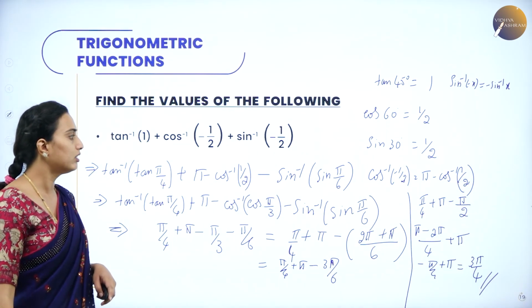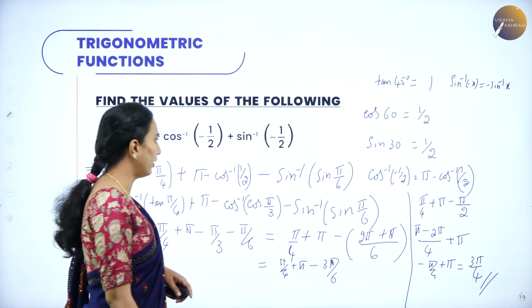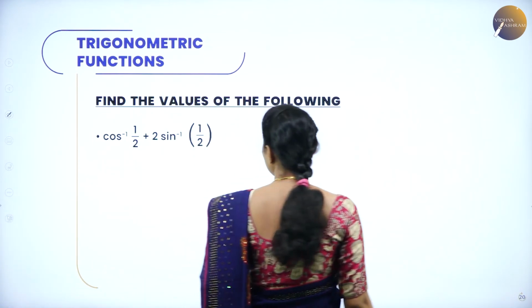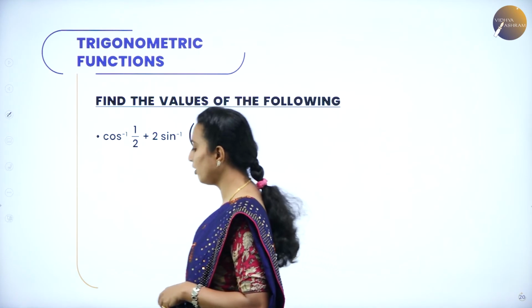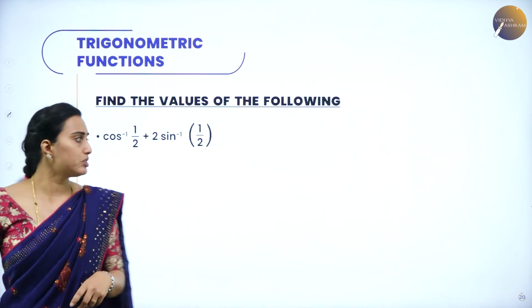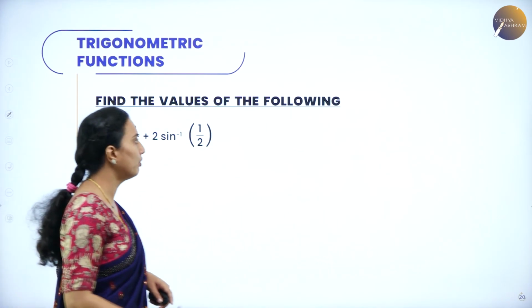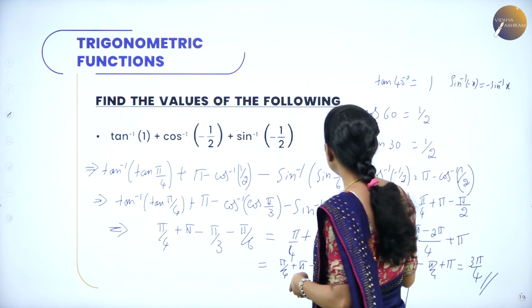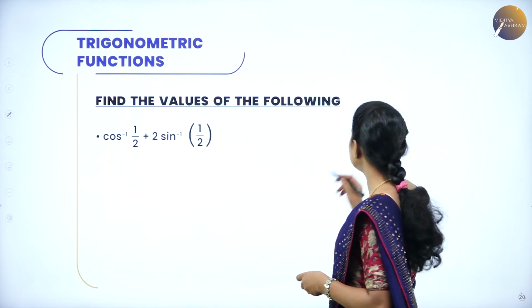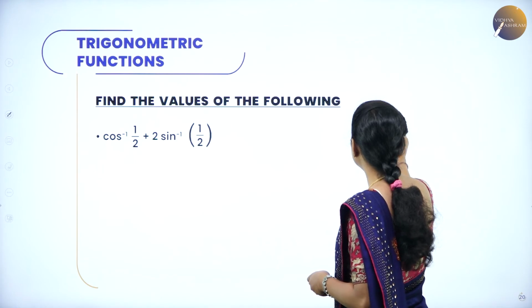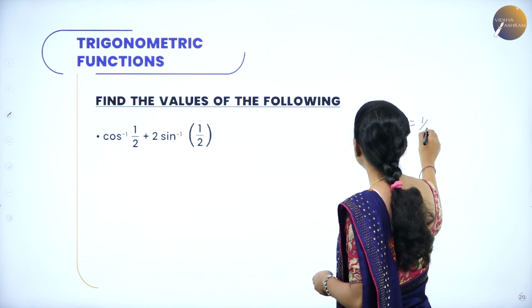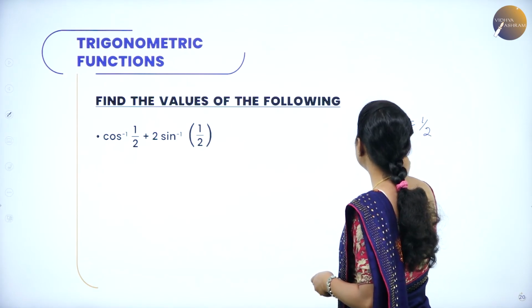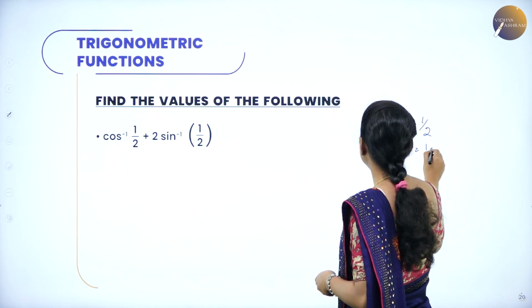Are you getting this one? This is very, very important. Okay, next we'll be moving on to cos inverse of 1 by 2 plus 2 sin inverse of 1 by 2. You know already, as they are written here, what is cos 60 degree? 1 by 2. So here also the same, cos 60 degree is nothing but 1 by 2. Correct? Sin 30 degree is 1 by 2.